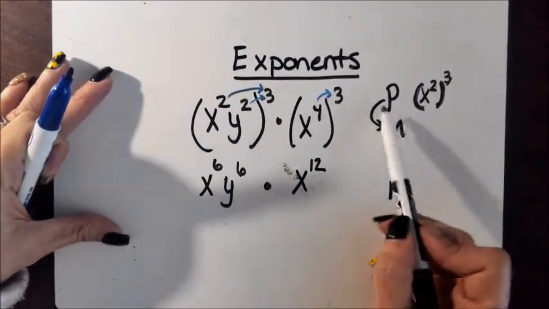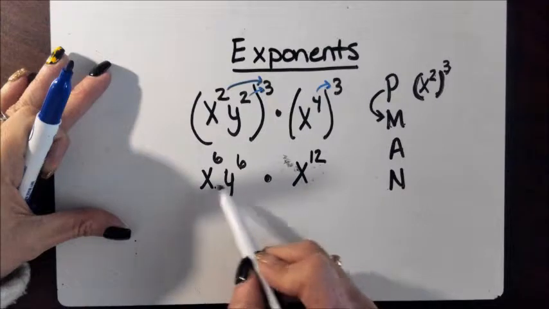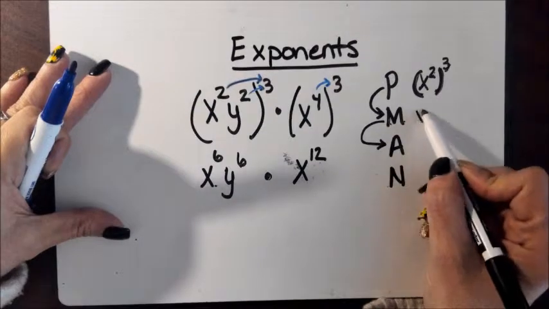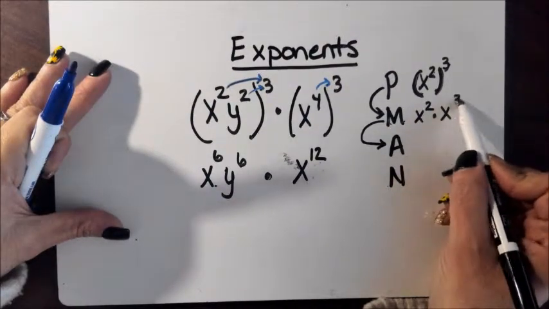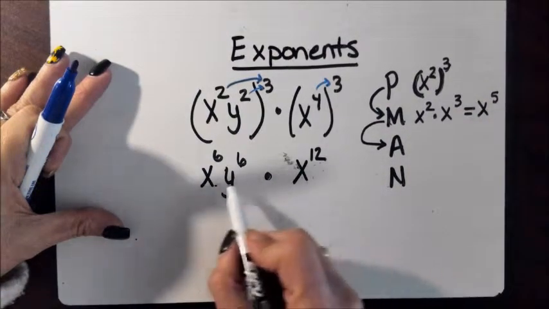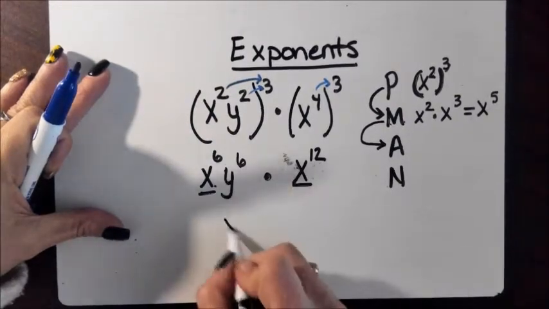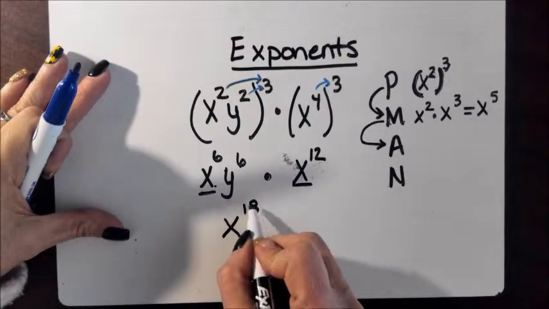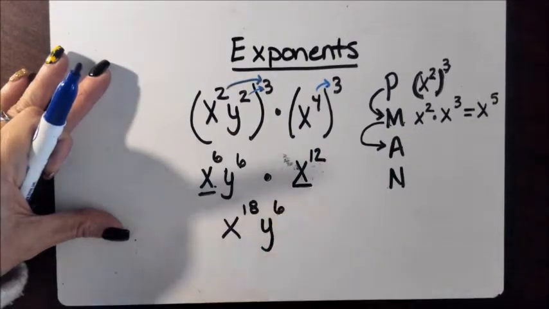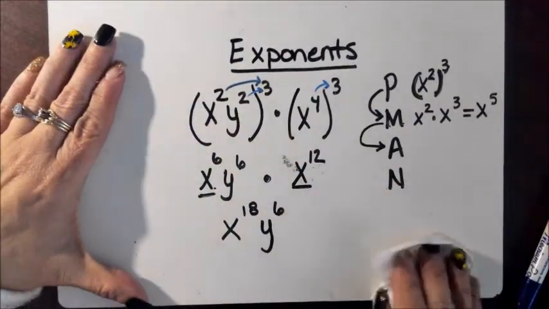So now I've gotten rid of those parentheses, and now I'm to the multiplication part. I'm multiplying bases. P-man says if you are multiplying your bases, you add. So this is like if I have x squared times x to the third, I'm going to add that and get x to the 5th. So my base is x, my exponents are 6 and 12. I'm going to add those and get 18. There's nothing to go with the y. There's no other y over here, so it's just going to stay exactly the same. Okay, so that's kind of a basic one with using the P-man analogy.